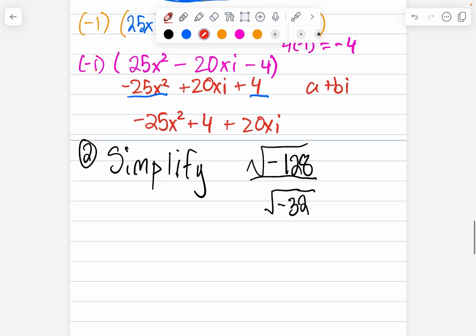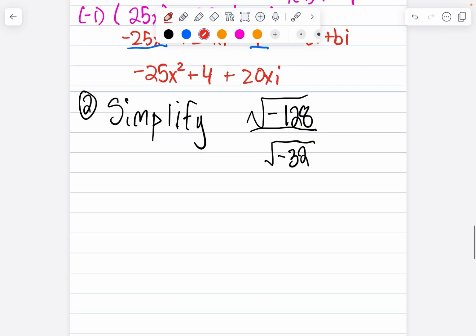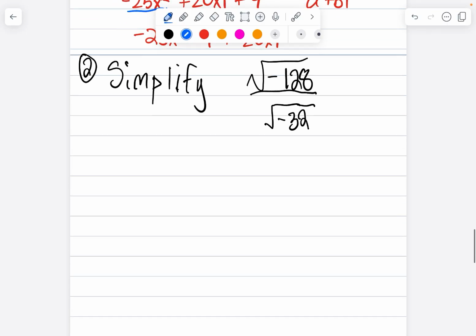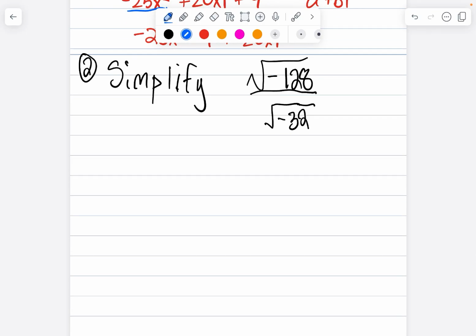Last type of problem for most of the complex number operations you'll see for the Algebra 2 Regents is you'll be asked to simplify, right? You'll be asked to simplify something like the square root of -128 over the square root of negative 32. So the first thing I want to do is break down the square root of negative 128 into the square root of negative 1 and the square root of 128, over the square root of negative 1 times the square root of 32.